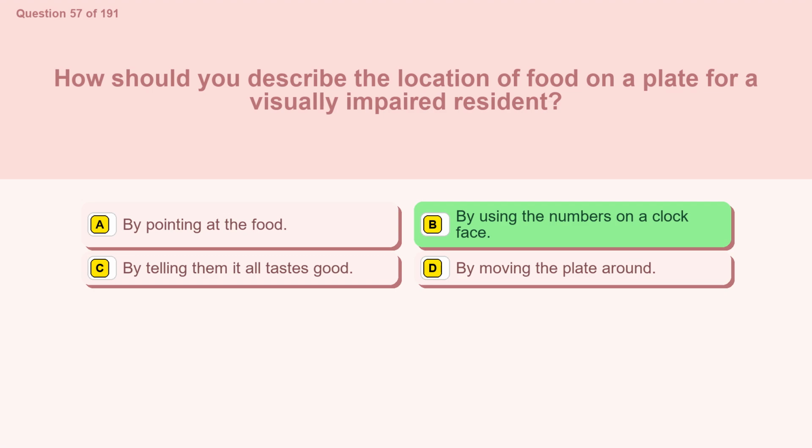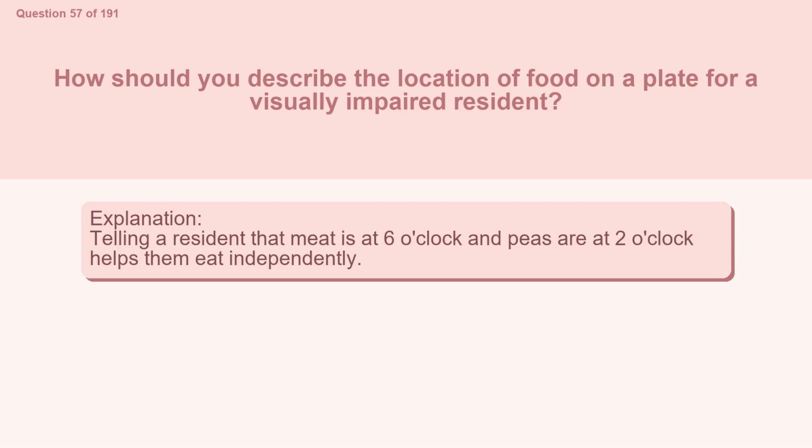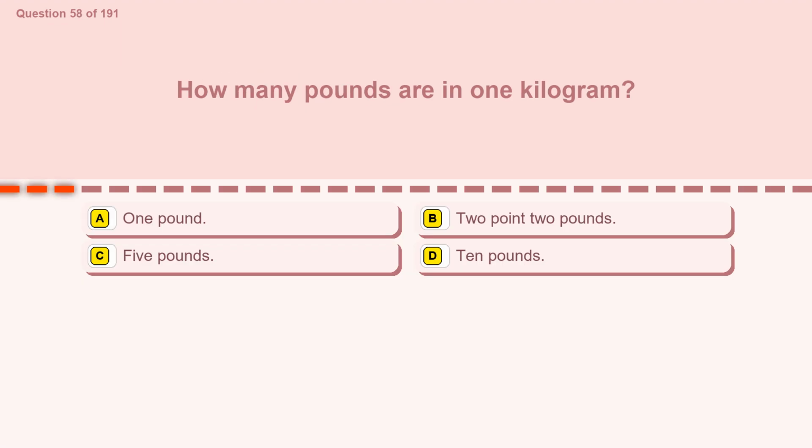The correct answer is option B. By using the numbers on a clock face. Telling a resident that meat is at 6 o'clock and peas are at 2 o'clock helps them eat independently. Question 58. How many pounds are in 1 kilogram? Option A. 1 pound.